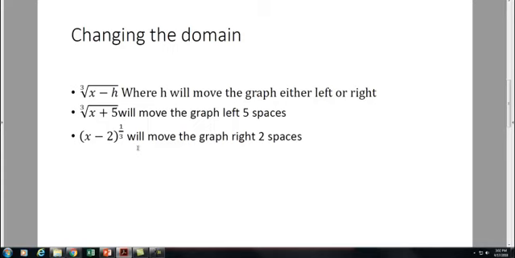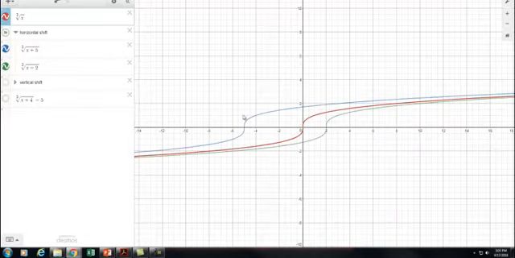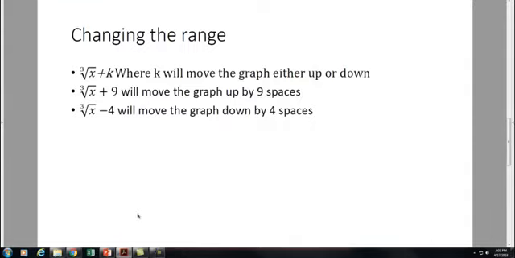We have the cubic root of x minus h, where h will move the graph either left or right. If we look at the cube root of x plus 5, this will move the graph left 5 spaces. I wanted to remind you that the parentheses x minus 2 to the power of 1/3 is the same as the cubic root of x minus 2, and this will move the graph right 2 spaces. Looking at our graphs, we see the plus 5 in the blue. We'll move it to the left 5 spaces, and we'll see the minus 2 moves it to the right 2 spaces.